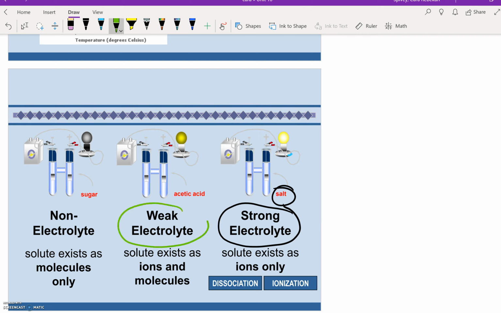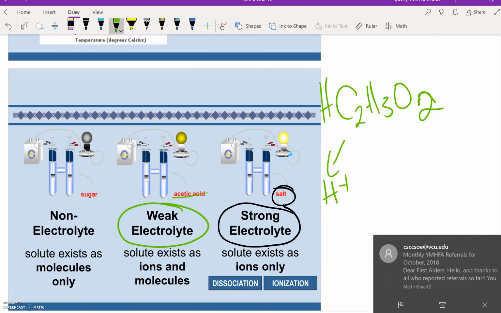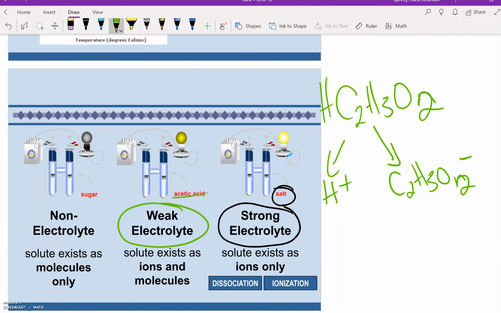A weak electrolyte is something that does not completely dissociate in water. A good example of that is acetic acid, HC2H3O2. What happens with acetic acid is it's going to break down partially. Some of the molecules are going to fully break down, so there's going to be a lot of H pluses, there's going to be a lot of C2H3O2 minuses, but there's still going to be some just straight up acetic acid floating around in this water.